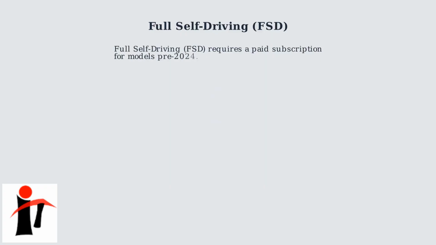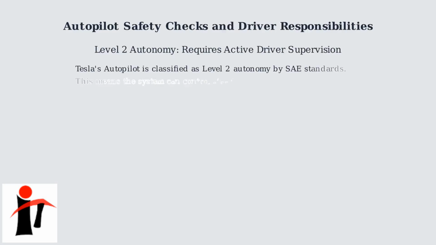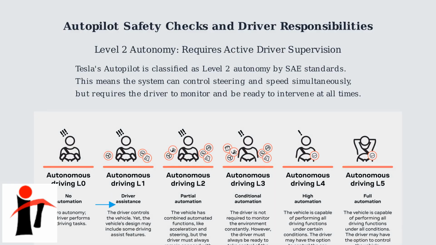To engage Autopilot features, the car must be in motion, the driver must possess a valid license, and the car must pass a self-check to ensure proper sensors are available. Full self-driving (FSD) requires a paid subscription for models pre-2024. Tesla's Autopilot operates as Level 2 autonomy according to SAE standards.